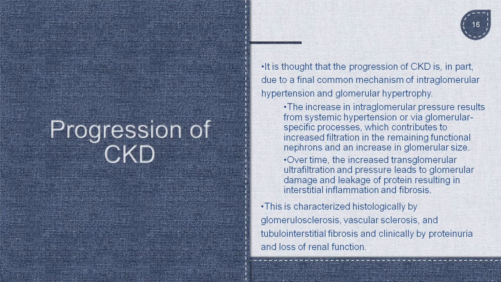The increase in intraglomerular pressure results from systemic hypertension or via glomerular-specific processes, which contribute to an increased filtration in the remaining functional nephrons and an increase in glomerular size. Over time, the increased transglomerular ultrafiltration and pressure leads to glomerular damage and leakage of protein, resulting in interstitial inflammation and fibrosis. This is characterized histologically by glomerular sclerosis, vascular sclerosis, and tubular interstitial fibrosis, and clinically by proteinuria and the loss of renal function.